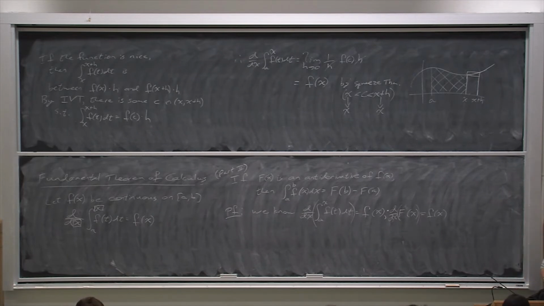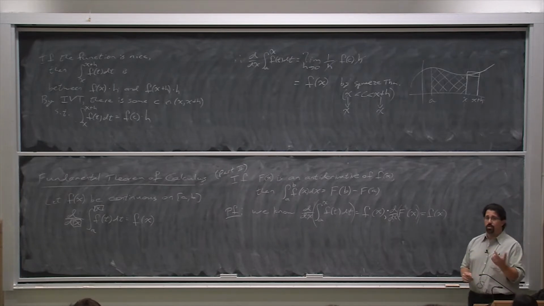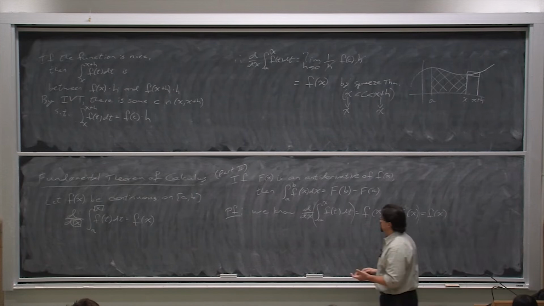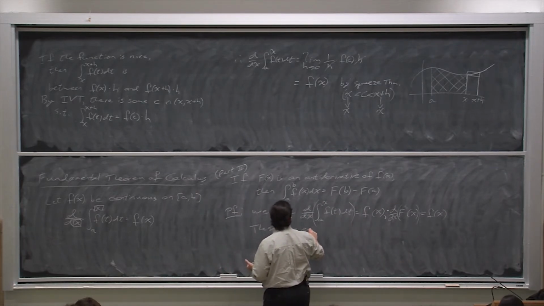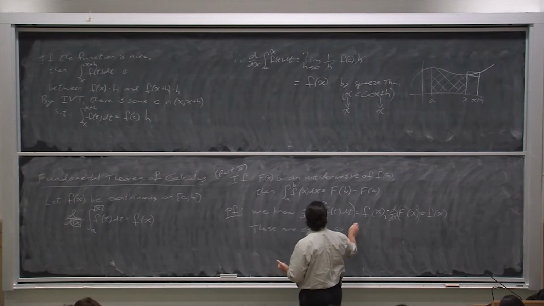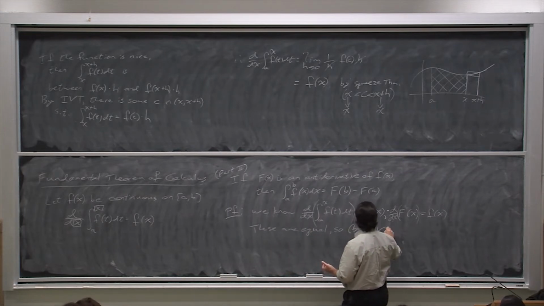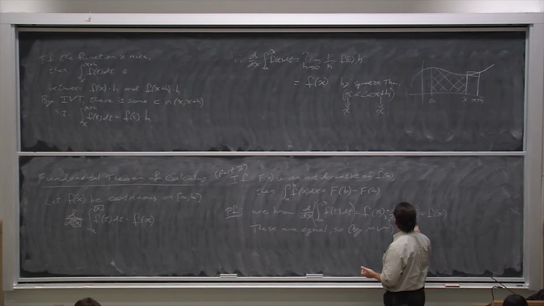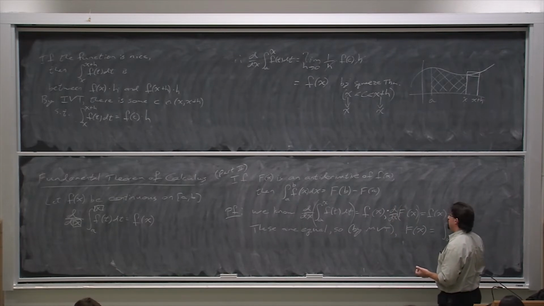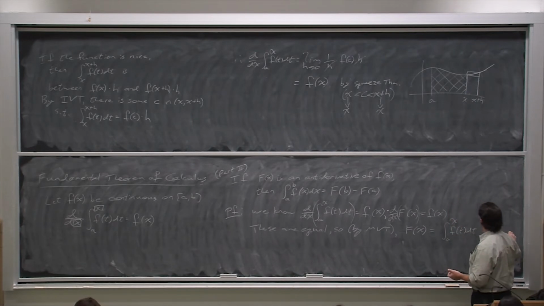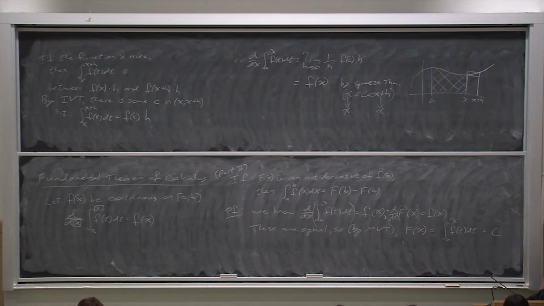And what did we show with the mean value theorem? That if two functions have the same derivative, then they differ by a constant. Okay, so these are equal. So, by the mean value theorem, big F of x is equal to the integral from a to x of f of t dt plus some constant c.